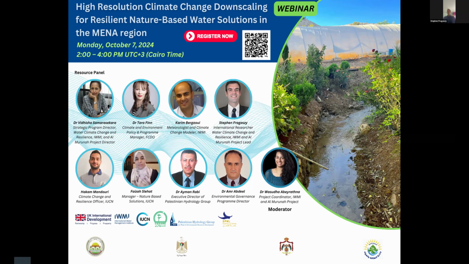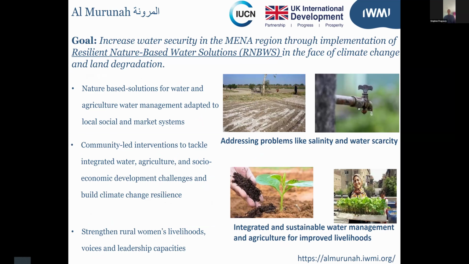Next slide, Vasudha. Great, thank you. So most of you will know that Al Murunah is one of IWMI's flagship projects in the MENA region. Our project goal is to increase water security in the MENA through the implementation of resilient nature-based solutions in the face of climate change and land degradation. Al Murunah works to achieve its goal by, number one, implementing resilient nature-based water solution pilots in agricultural communities, as well as strengthening, empowering, and catalyzing national capacities for their implementation. Next slide, please, Vasudha.